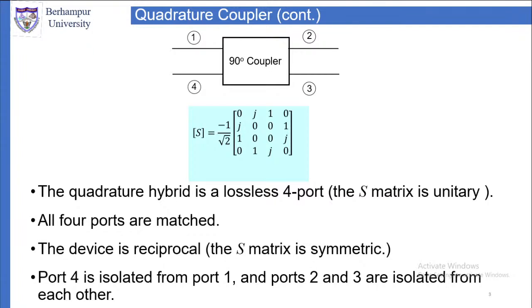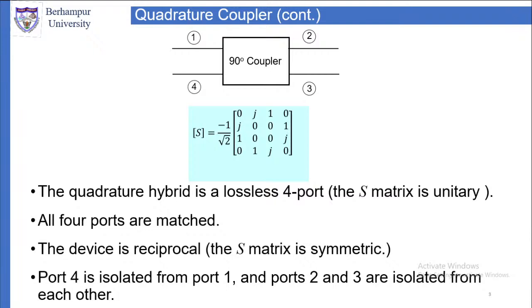Then we have a reciprocal device. So the device is reciprocal. So S12 will be J, S21 will be J, S13 will be 1, S31 will be 1. This way we can see what the S matrix of a quadrature coupler is.